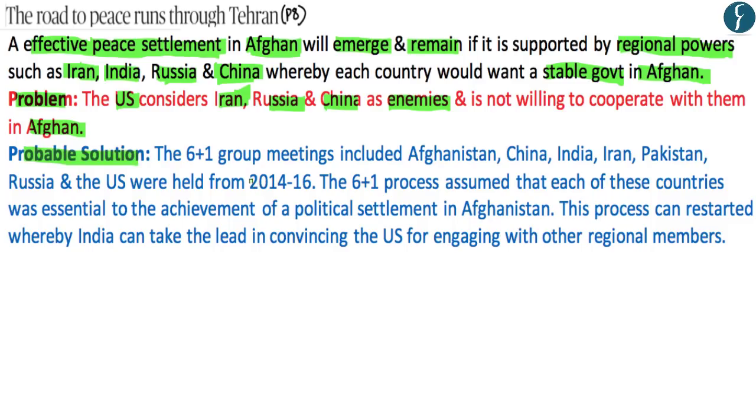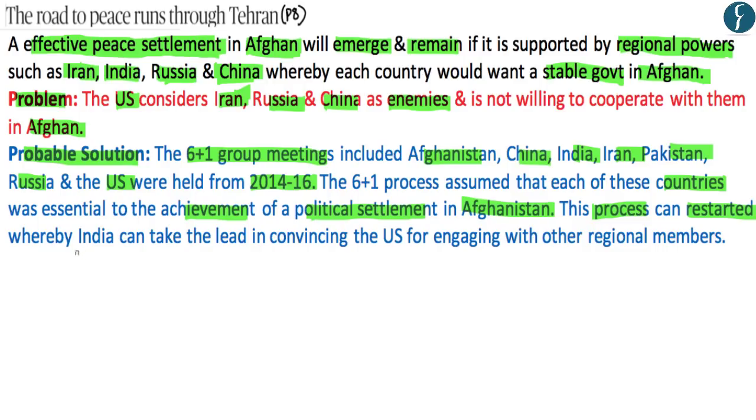Now, what used to happen is that during the Obama administration, a 6 plus 1 group meeting was held, which included the countries of Afghanistan, China, India, Iran, Pakistan, Russia, and the United States, whereby it included all the major regional powers, since it was considered that each of these regional powers was essential for the achievement of a political settlement for Afghanistan. However, after the election of Donald Trump, this 6 plus 1 group meeting was stopped. And according to the author, if this 6 plus 1 group meeting process is restarted, then it could include all the regional powers who would be willing to form an effective peace settlement for Afghanistan.